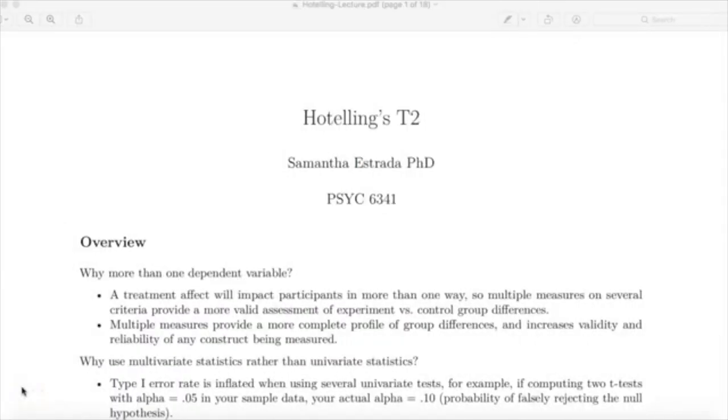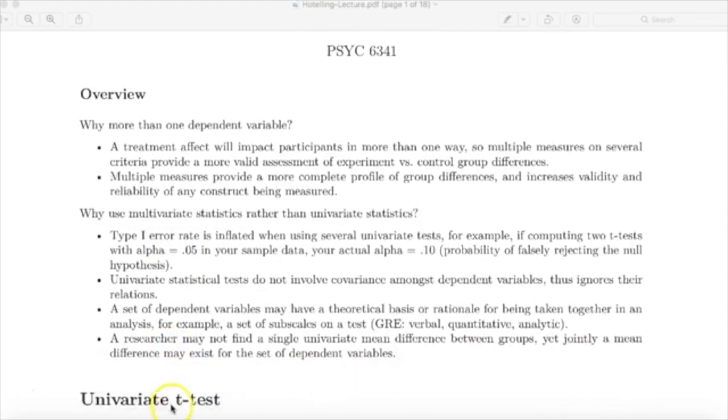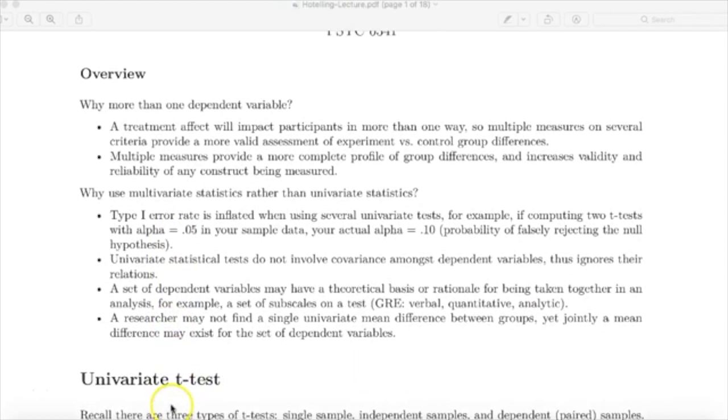So why have more than one dependent variable, and why use multivariate statistics rather than univariate? After all, we already learned univariate statistics. For me, I think the most important reason for having multiple dependent variables is just because it's more realistic to what data looks like in real life. You're probably going to have multiple measures that have an effect on what the outcome variable in your study is going to be, and you want to model that as realistically as you possibly can.